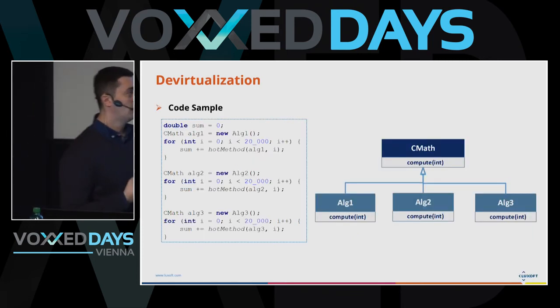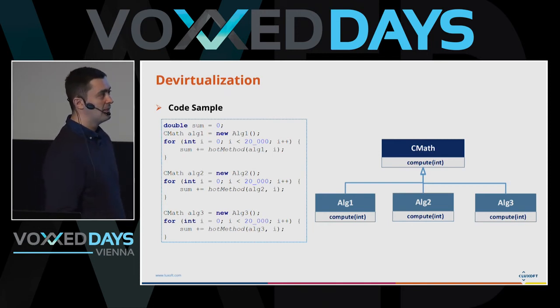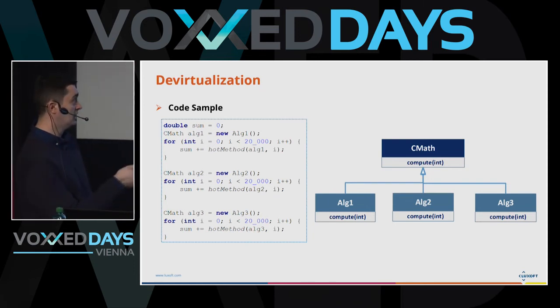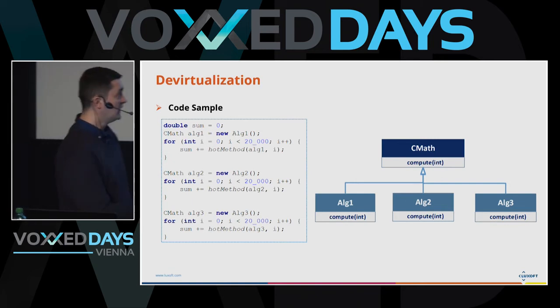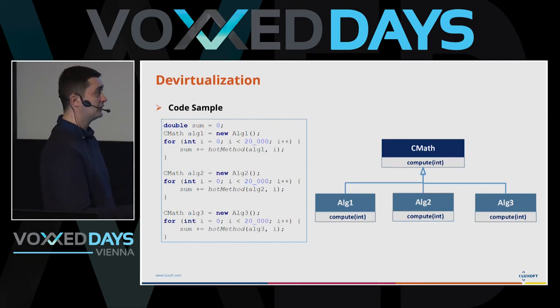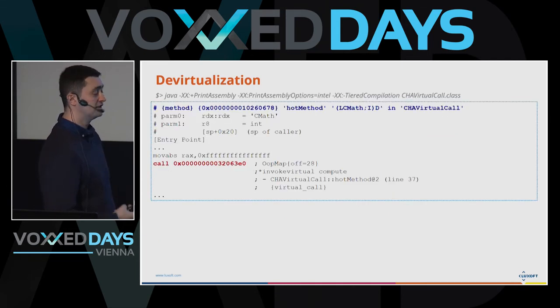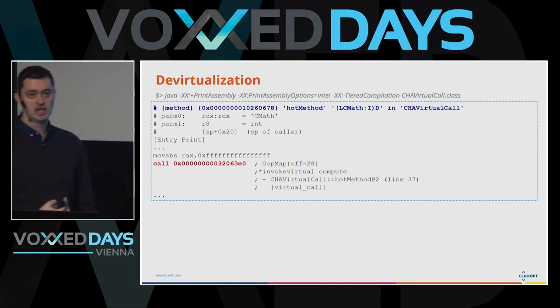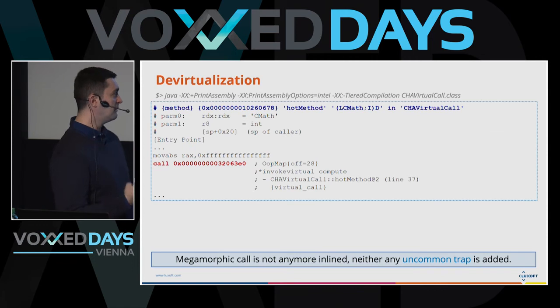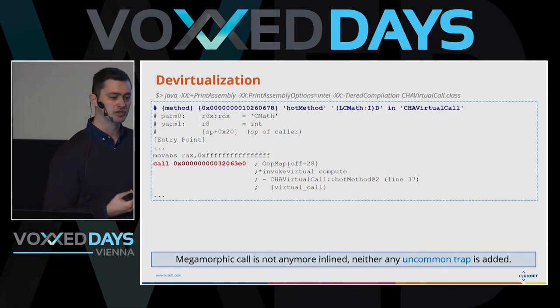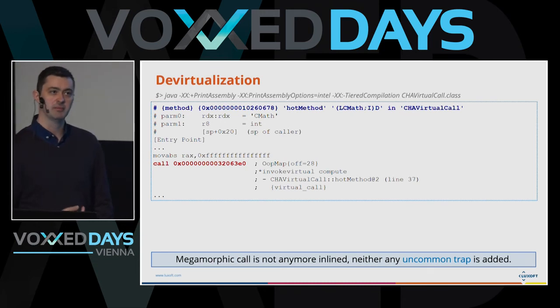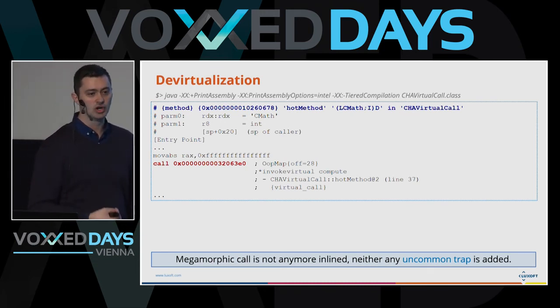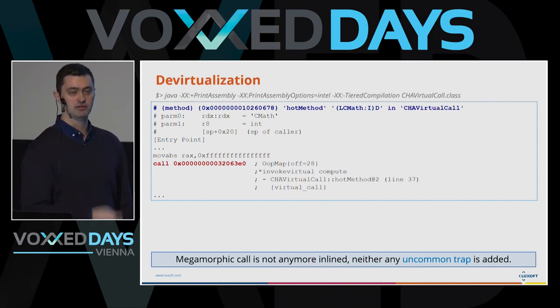Let's go further and see what happens if we extend the same base class with a third implementation, and enrich our test to call the hot method with ELG3 as well. In this case, if we print the assembly, it's very, very simple. It's simple because it contains just a virtual call to the hot method, which leads me to the conclusion that megamorphic calls are mainly the calls starting with the third implementation. The just-in-time compiler neither inlines nor adds any uncommon trap. It just does a virtual call, which is even more costly than in the case of bimorphic and monomorphic calls.